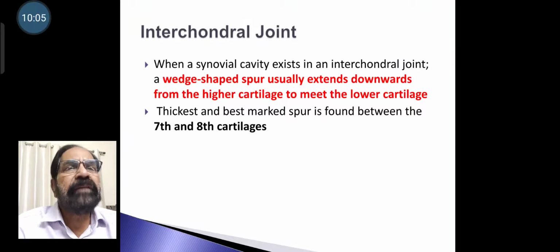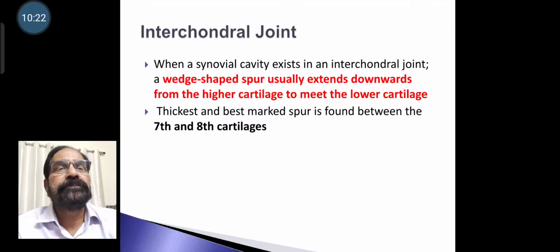When a synovial cavity exists in an interchondral joint, a wedge-shaped spur usually extends downwards from the higher cartilage to meet the lower cartilage. The thickest and best marked spur is found between the 7th and 8th cartilages.